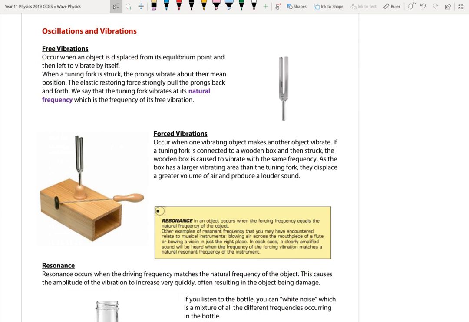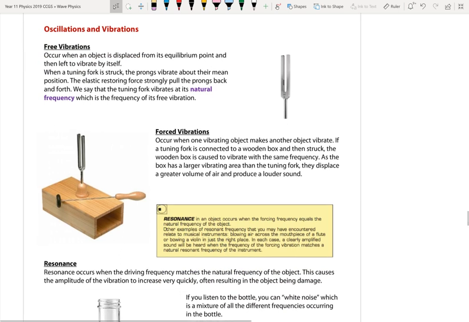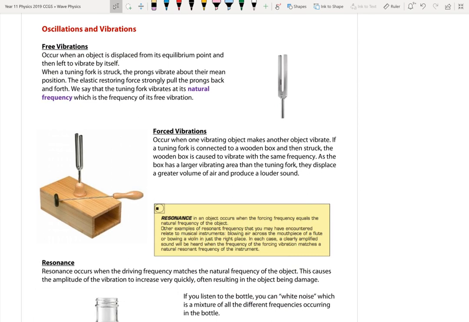I want to get through this so that next week we can do strings and harmonics and there'll be a prac. So I just want to talk about the few different ways that an object can vibrate. A free vibration is when you displace an object and it will just start oscillating from its equilibrium point. It's left to oscillate or vibrate by itself. A tuning fork is a perfect example. And I wasn't going to get the tuning forks, but I am today because this is where we're at.